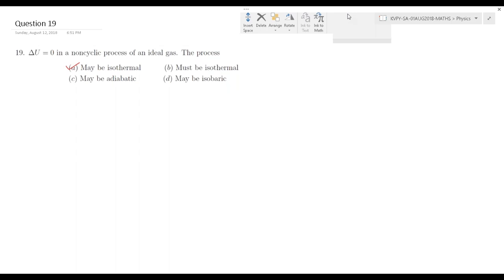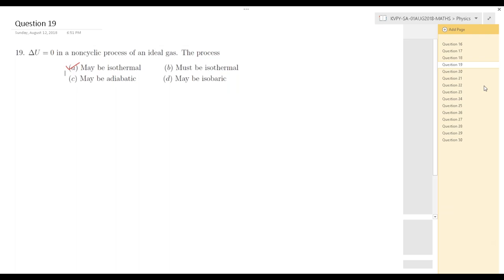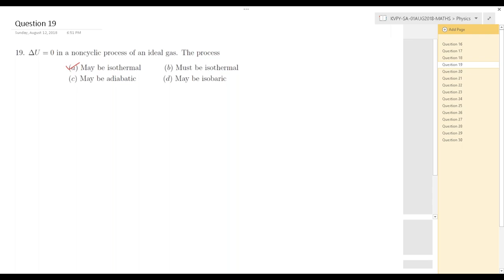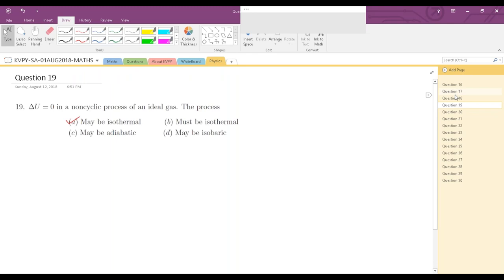So in the 17th question, current flows from positive to the negative, from A to B, which is left to right, correct? So why is it from right to left? So the point is that if you see... just a minute, this one you are talking about, right?